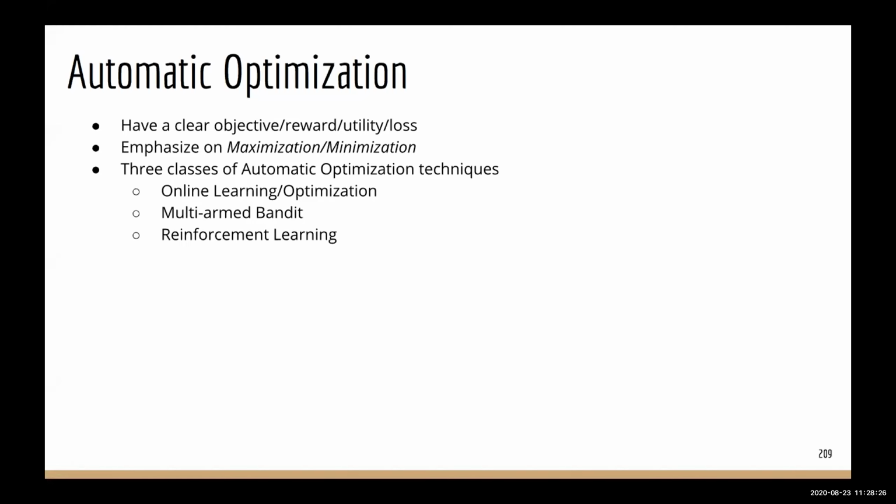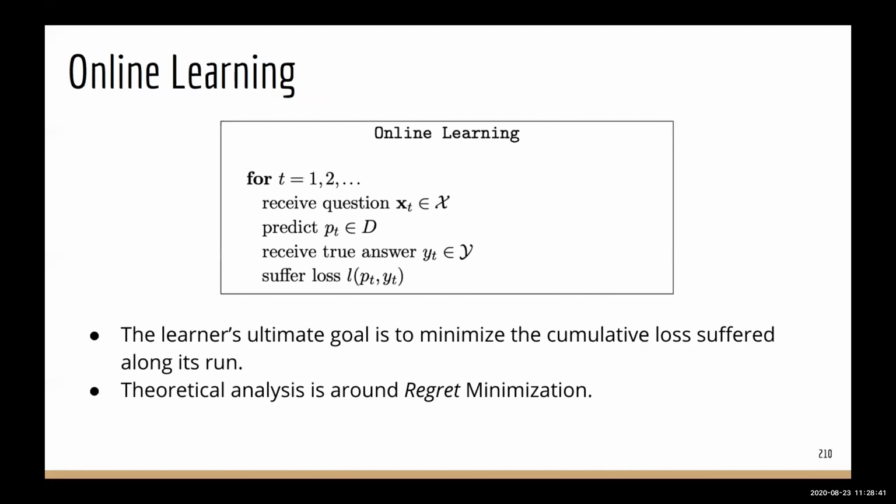And then in this tutorial, I'm going to cover very quickly about three paradigms of such ideas, right? So like online learning, multi-armed bandit, and reinforcement learning, to give you an idea of what I mean by automatic optimization. Online learning. Okay, so this online learning is more about the machine learning notion of online learning, right? So the goal is to minimize some accumulated loss, right?